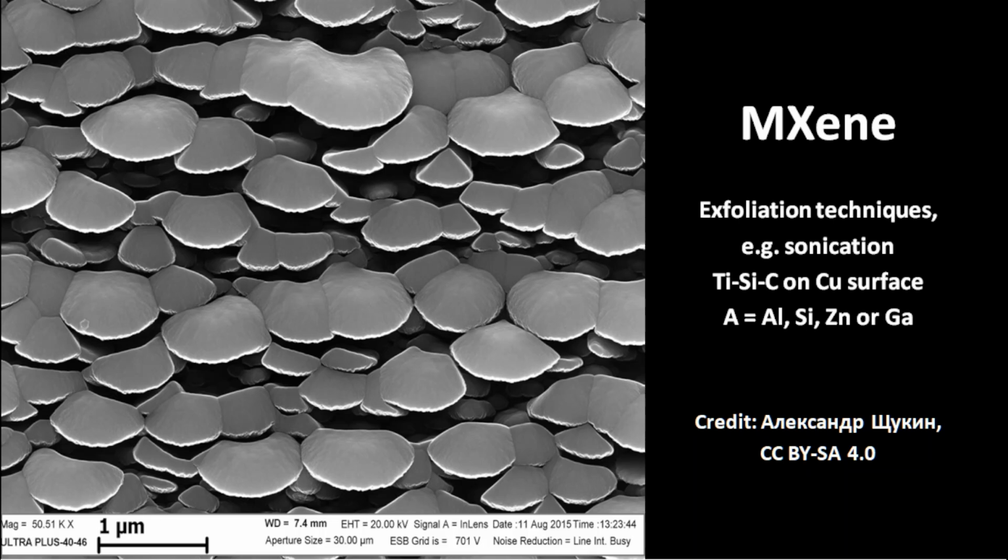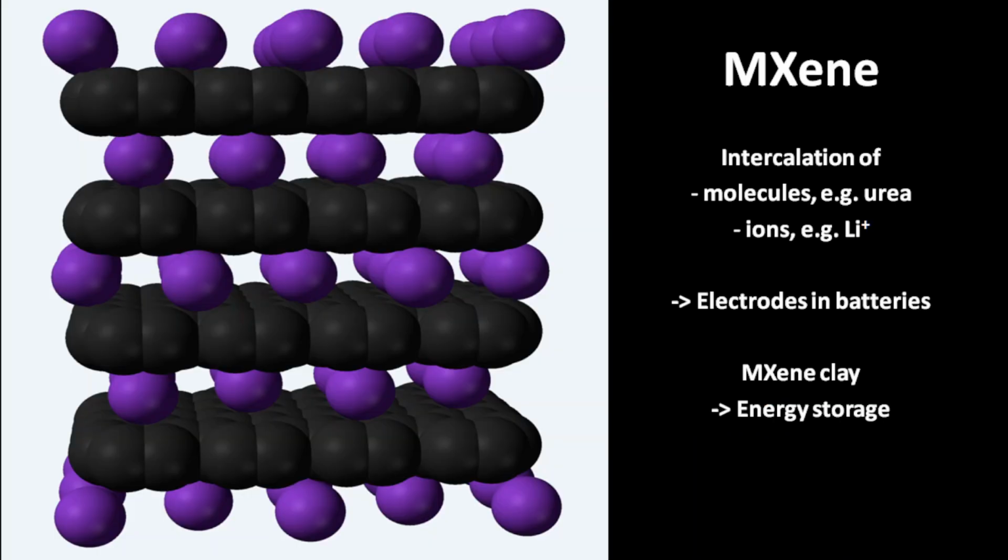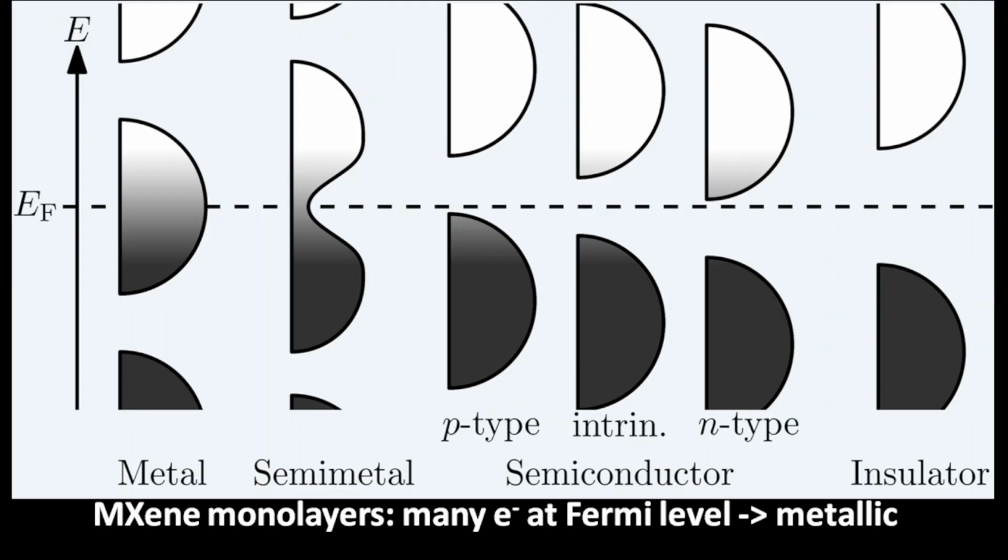This picture is of the exfoliation of titanium, silicon, and carbon monolayer on a copper substrate. The forces between the MXene layers are weak. That allows the intercalation of molecules like urea or ions like lithium. MXenes could be used as electrode material for lithium and sodium ion batteries. MXene clay can be produced by pre-intercalation of dimethyl sulfoxide, DMSO, and etching with hydrochloric acid and lithium fluoride. It can be used for energy storage.